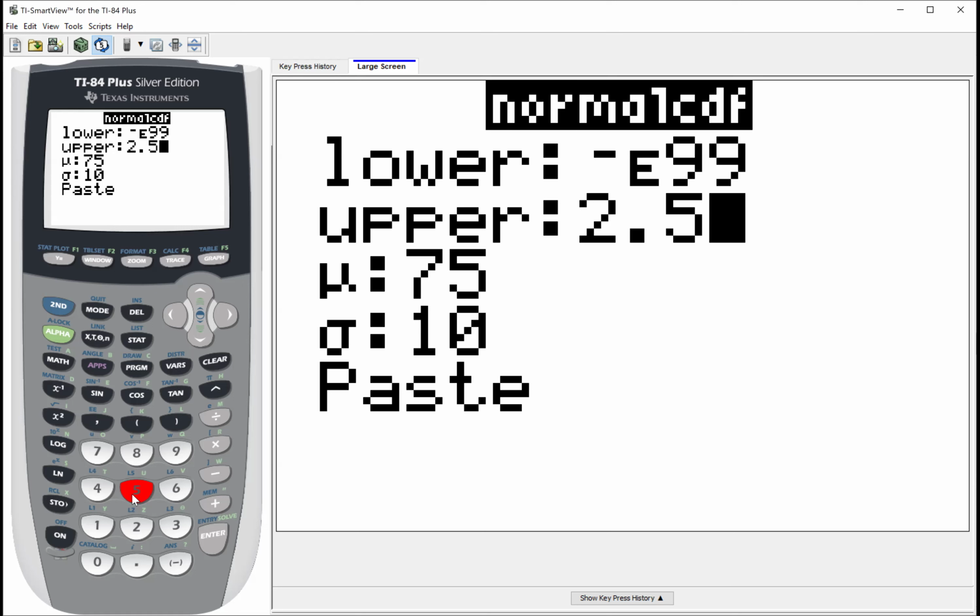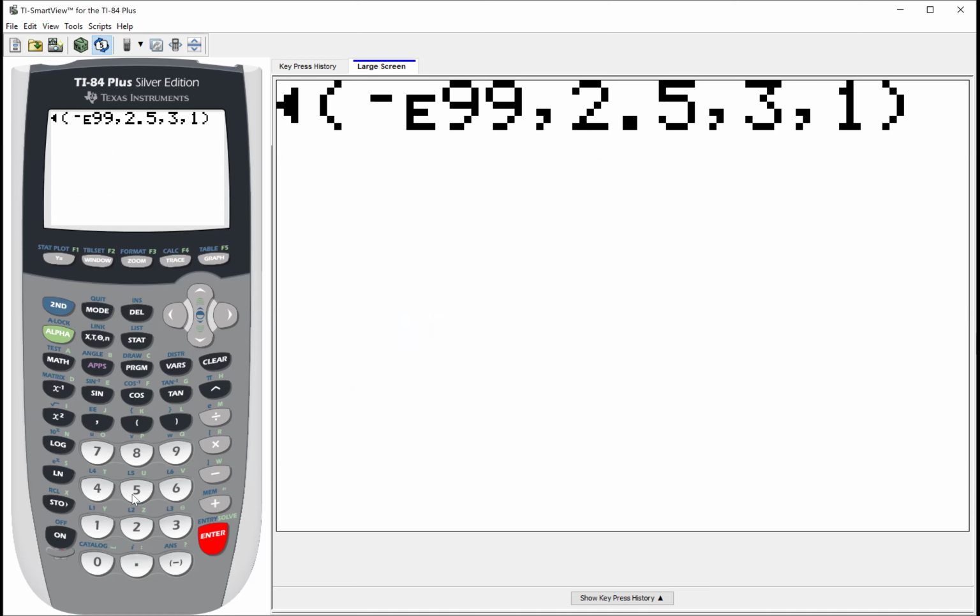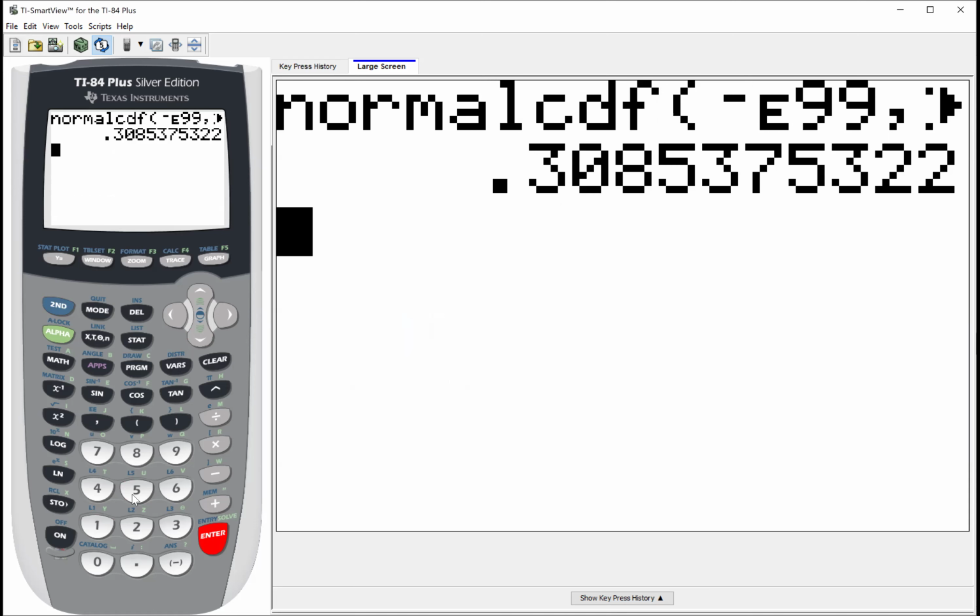Now, since 2.5 is the raw score, it's the X value, I have to use the mean and the standard deviation of the times of the data set. So the mean is 3 and the standard deviation is 1. If you want to use the z-score of negative 0.5 as the upper bound, that's totally fine. You would just have to use 0 and 1 for the mean and the standard deviation. That's all. So we're going to paste. And we get the same answer, right? 0.3085.